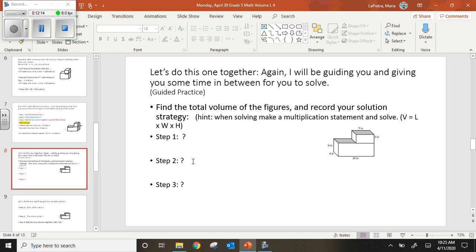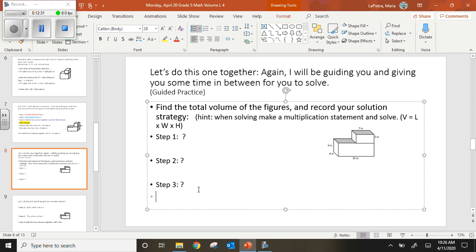Okay, now, what do you think step three is? We're going to take step one, the volume of the first cube, and we're going to take step two, the volume of the second cube, which is the top cube, and we're going to add them together. Okay, let's see what we get.